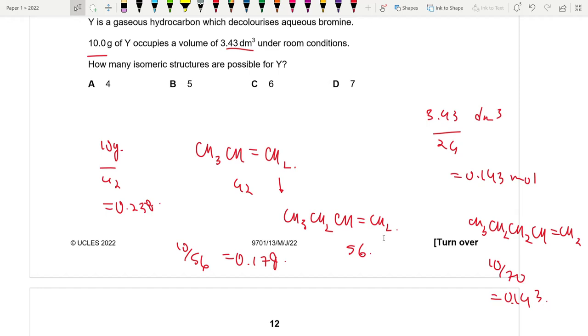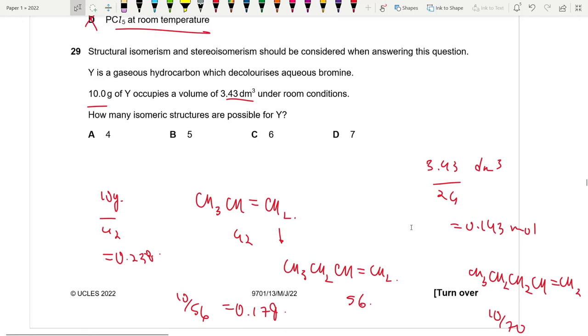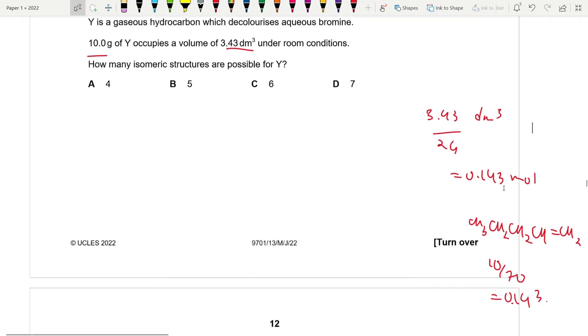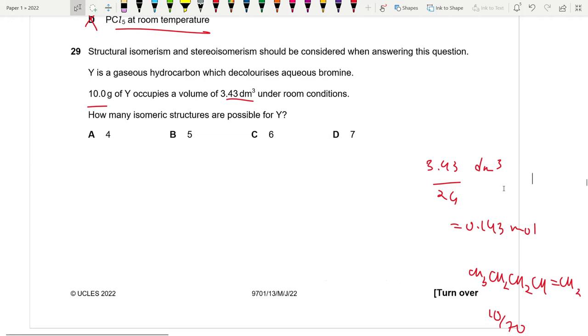Might be pent-1-ene or pent-2-ene, or some other compounds, right? So we are dealing with pentene in general. You have to figure that out. So these are the possibilities: CH3, CH2, CH2, CH, CH2, or it can be... This has no cis-trans isomerism, by the way. So we can branch out this chain.